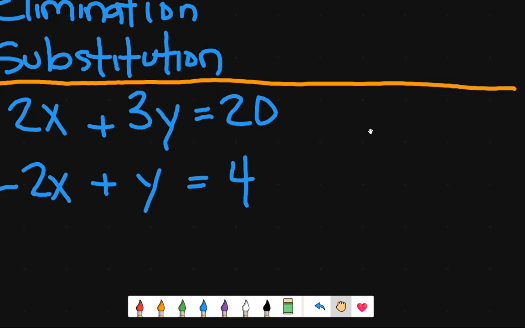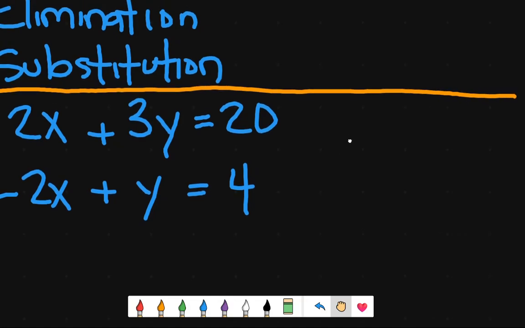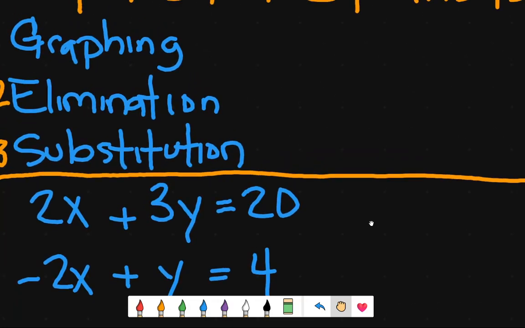Both of these equations are in what we call the standard form. Some of you or all of you might be familiar with the slope-intercept form, and some of you might even be familiar with the point-slope form, but this is called the standard form. So we can find where these two equations intersect each other in three ways: graphing, elimination, or substitution. Let's look at the graphing first.